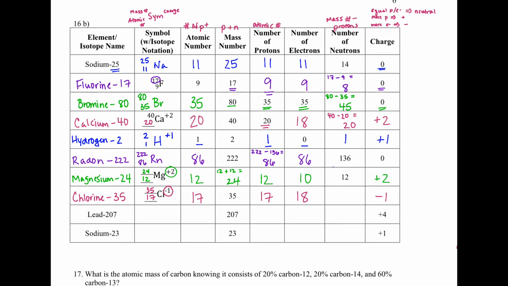For our neutrons, in this case, we know the mass number is 35 minus the number of protons, and we see that that would leave us with 18 neutrons. Okay? On to the next one.